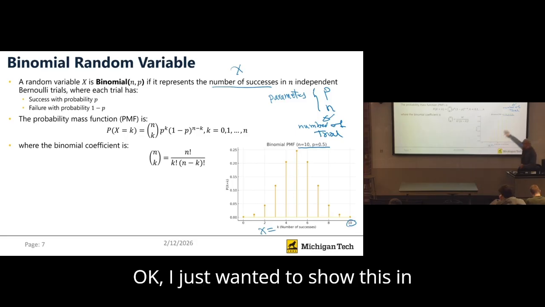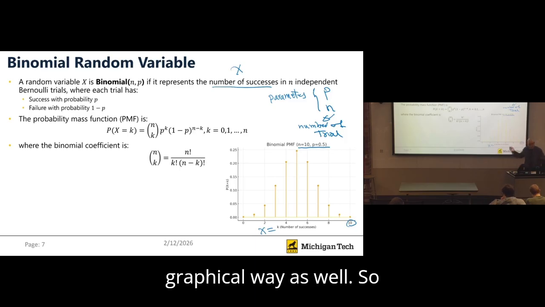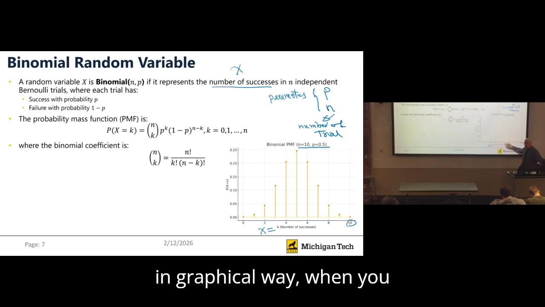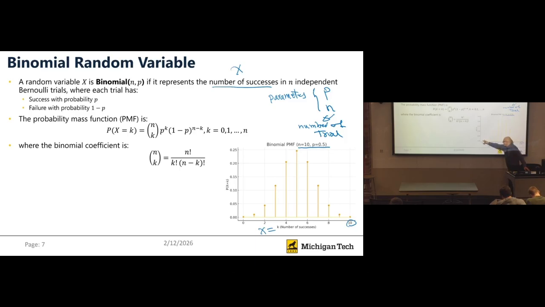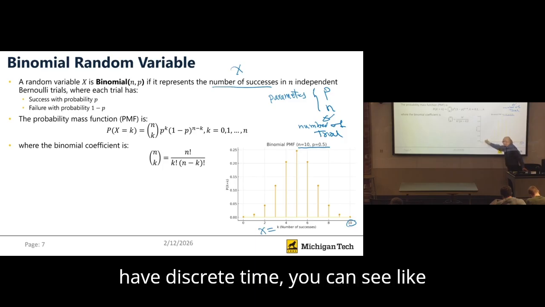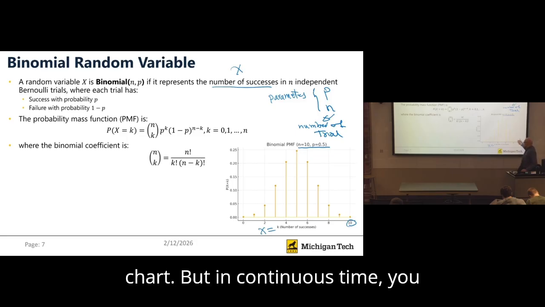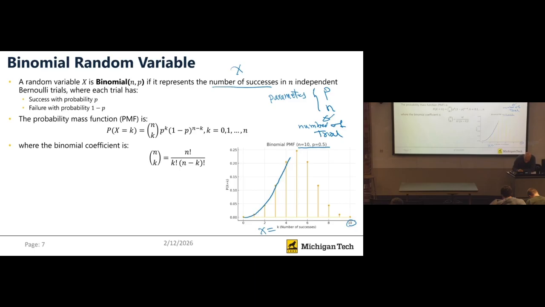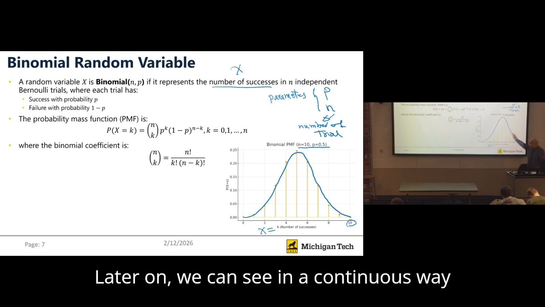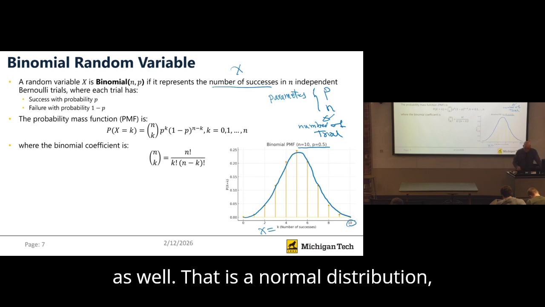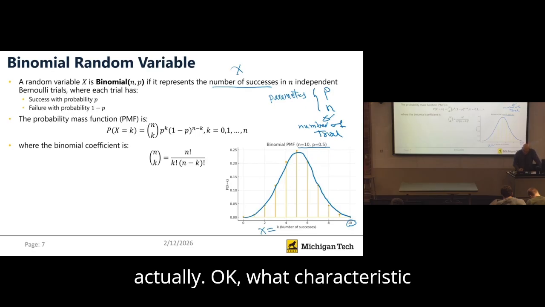OK, I just wanted to show this in a graphical way as well. In a graphical way, when you have discrete values, you can see it like a bar chart. But in the continuous case, you can see it as a continuous curve. Later on, we can see it in a continuous way as well. That is a normal distribution, actually.